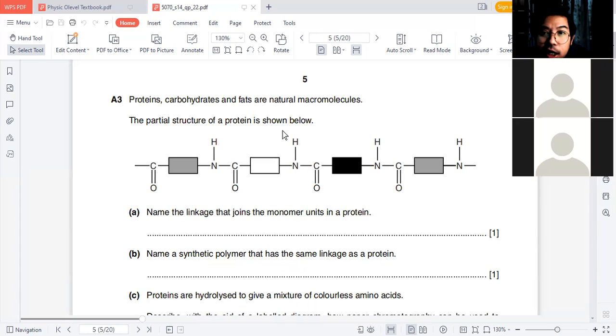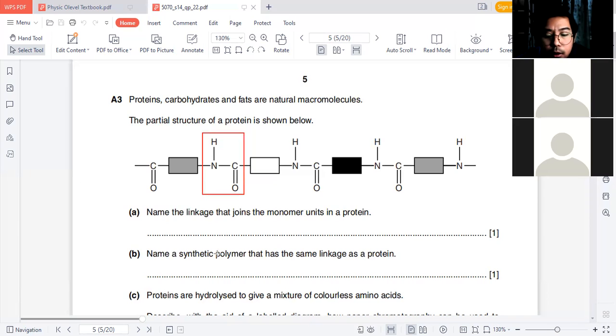Again, question number 3. Protein, carbohydrate, and fats are natural macromolecules. The partial structure of the protein is shown. So this is where we have the amide linkage, or peptide bond. Name the linkage that joins the monomer units. Because it contains nitrogen, this is an amide linkage. Now name a synthetic polymer that has the same linkage as protein.